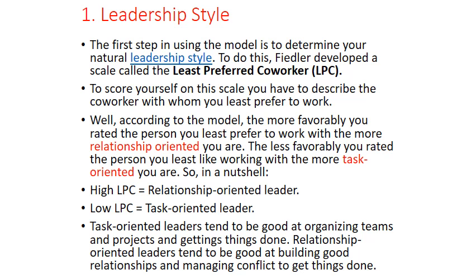I hope you understood. So in a nutshell, high LPC means a relationship oriented leader, and low LPC means a task oriented leader. Task oriented leaders tend to be good at organizing teams and projects and getting things done, whereas relationship oriented leaders tend to be good at building good relationships and managing conflict to get things done.